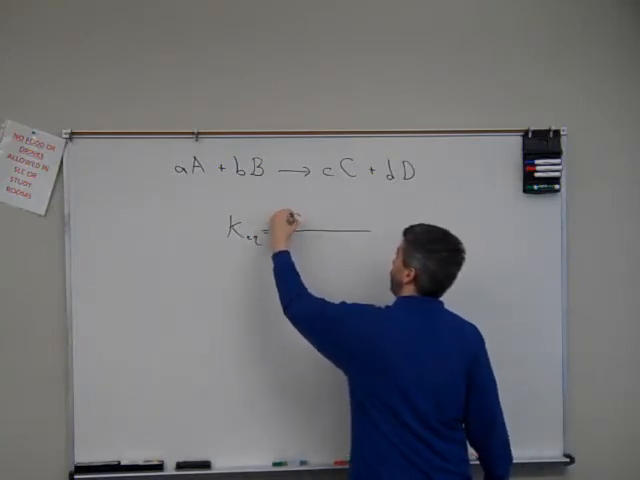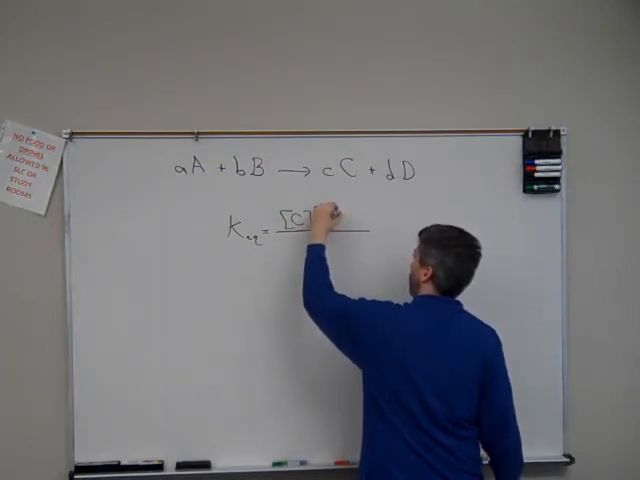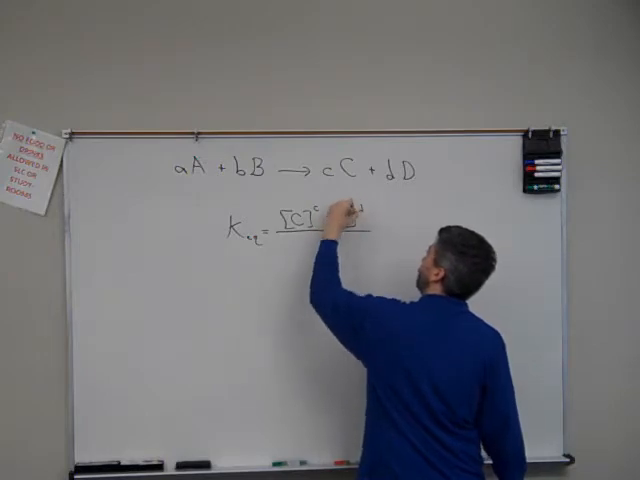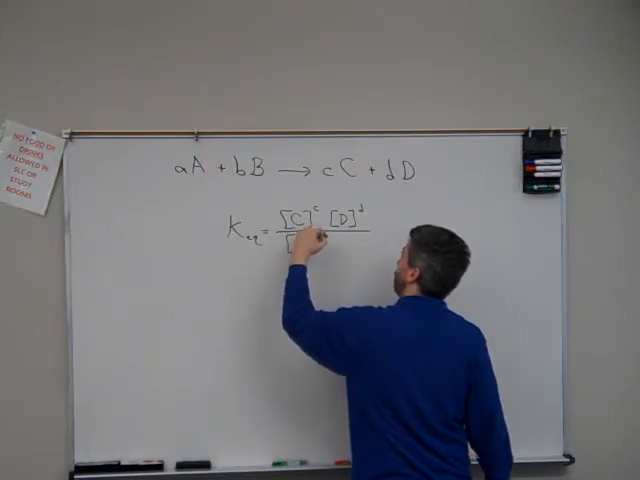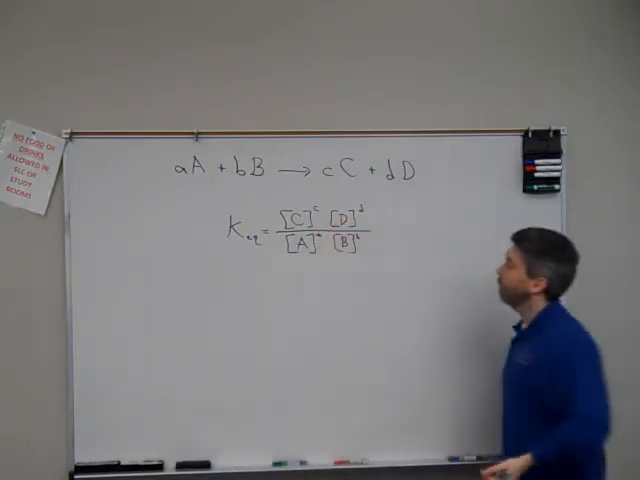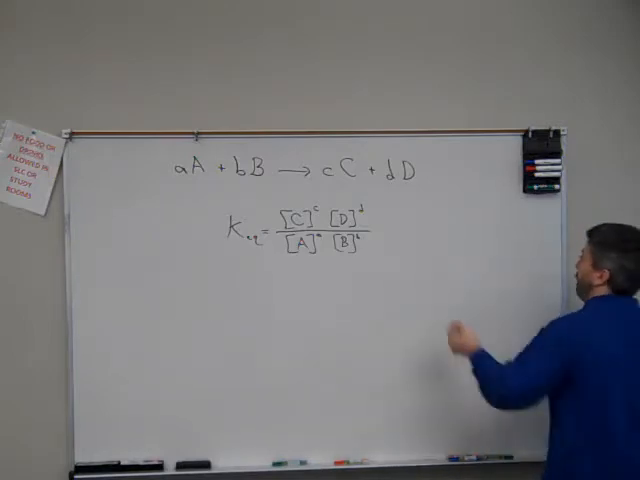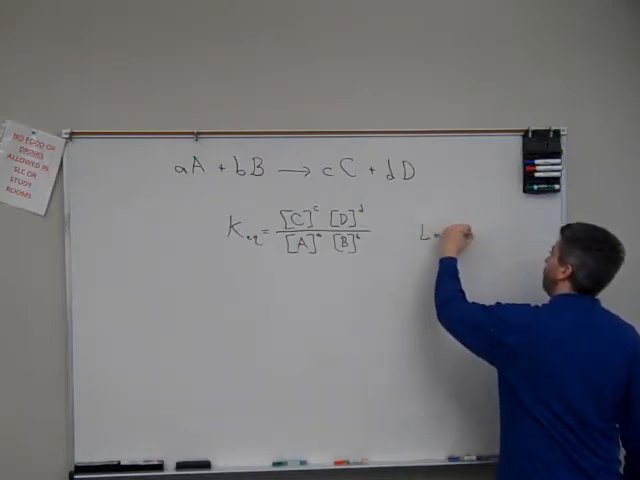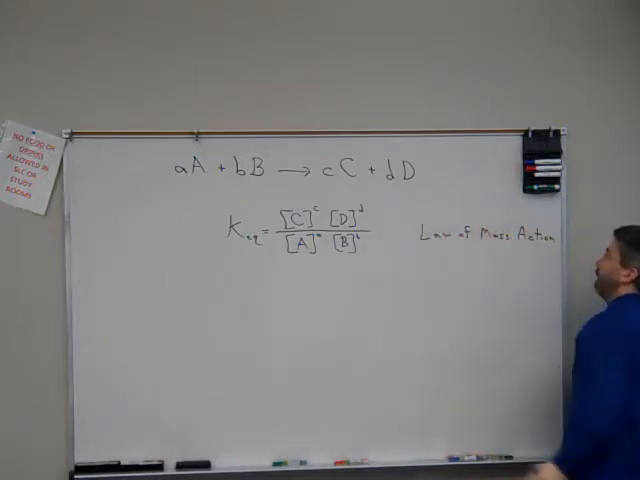that is equal to the concentrations of the products raised to the power of their stoichiometric coefficients divided by the concentration of the reactants raised to their stoichiometric coefficients. Okay. Yes. So that looks familiar, right? Yes. Okay. So that's called the law of mass action. Law of mass action. In case the proper term was not actually given to you.